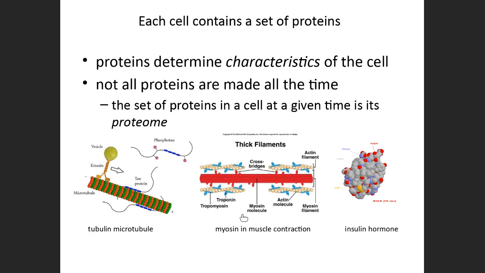Now, a muscle cell has very specific proteins that you don't find in other types of cells, and that's myosin, specifically muscle myosin. Myo means muscle, so obviously anything that has myo in front of it is a muscle-specific protein.